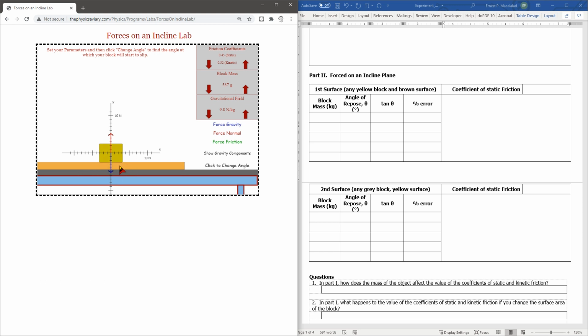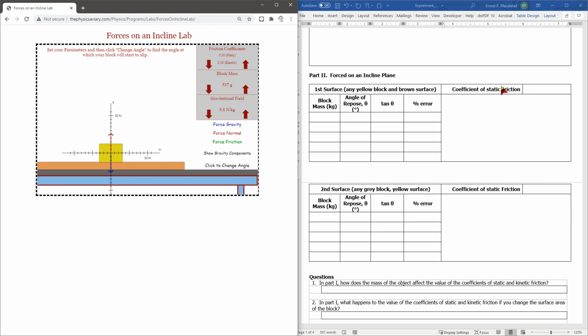This is still brown. This is still considered your first surface, either this one, or this one, or this one. But as you increase, you will notice that we're going to change the surfaces. For example, this is a gray block on a yellow surface, which is considered to be your second surface, like this one or this one. So let's try the first surface. Let's say this is your surface, yellow on the brown surface.